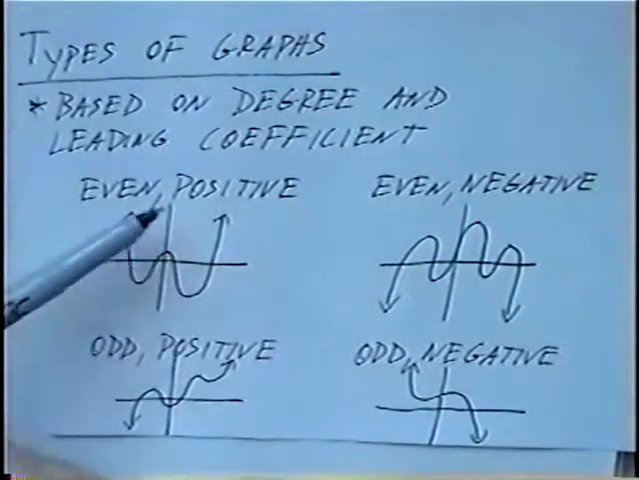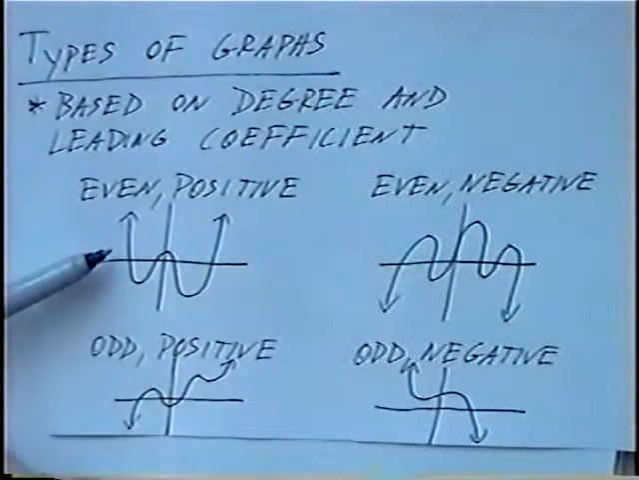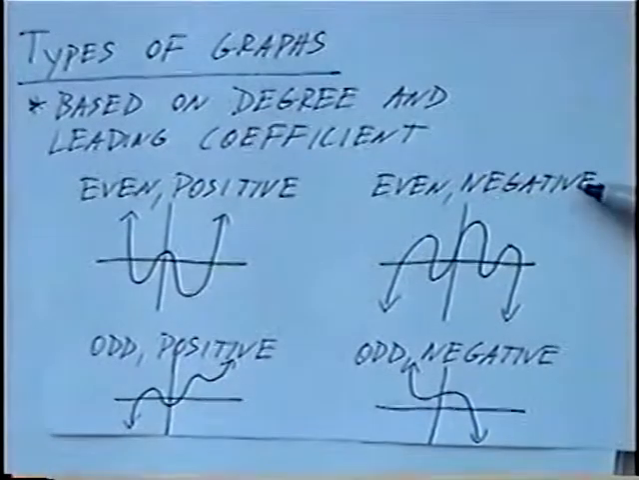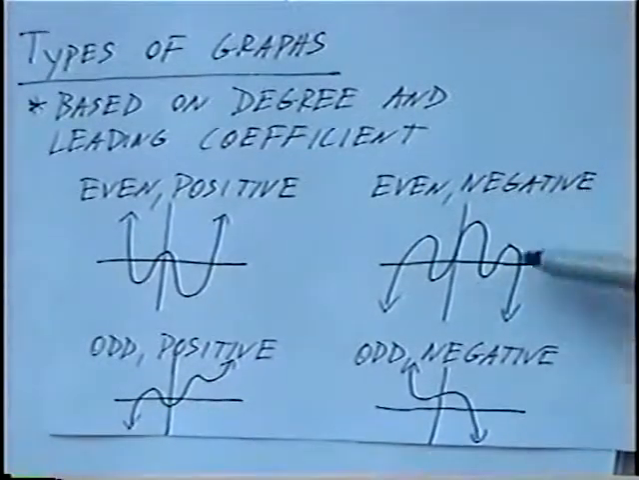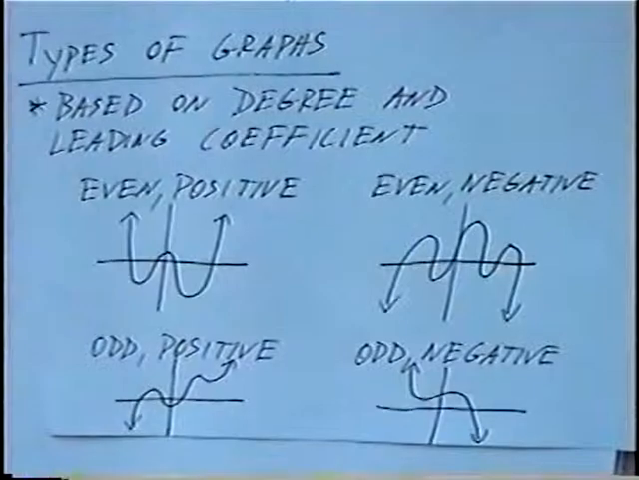If it's a positive leading coefficient, a positive number, both sides will point up. If it's a negative leading coefficient or negative number, both sides will point down.